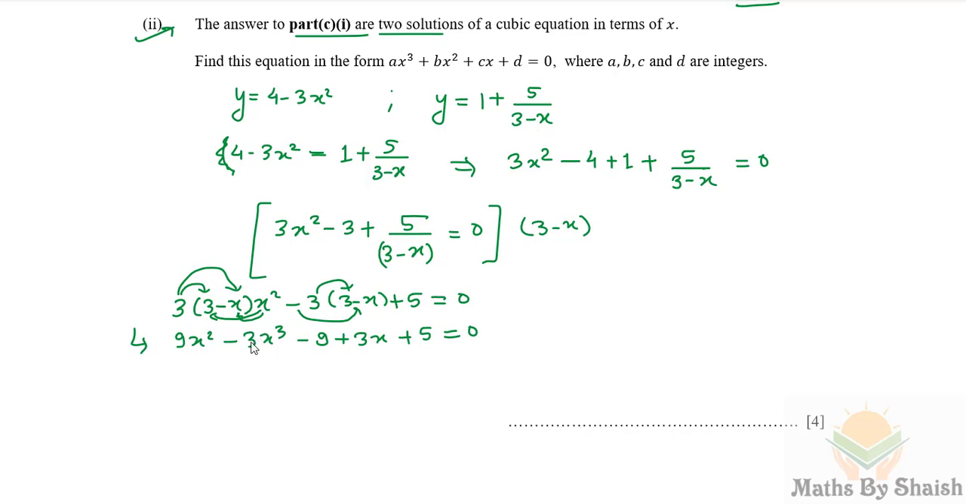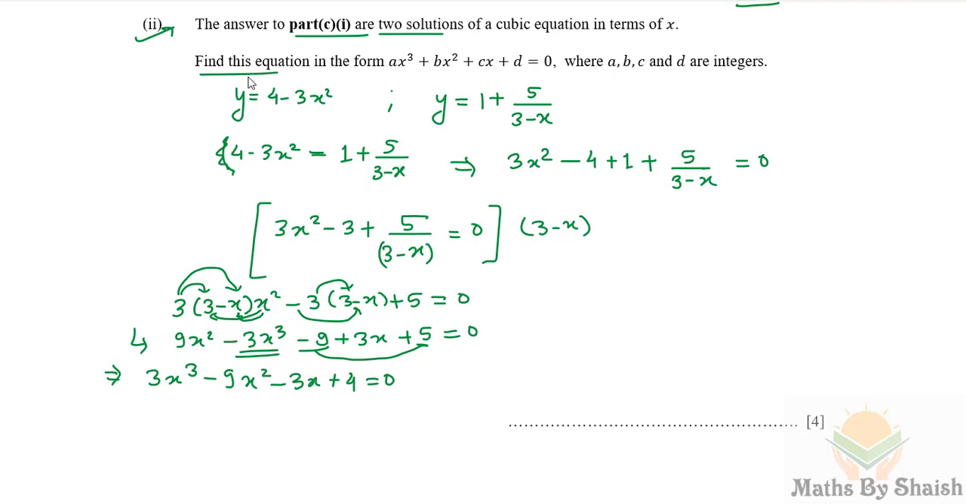Now we can see the x cube term is negative, so we can transfer everything to the other side to get it positive. It would be 3x cube. It is not required, but it will look good if we start with the positive value. So minus 3x cube minus 9x square minus 3x, and this minus 9 plus 5 will give us minus 4. To the other side it will become plus 4 equals 0, and hence this is the equation.